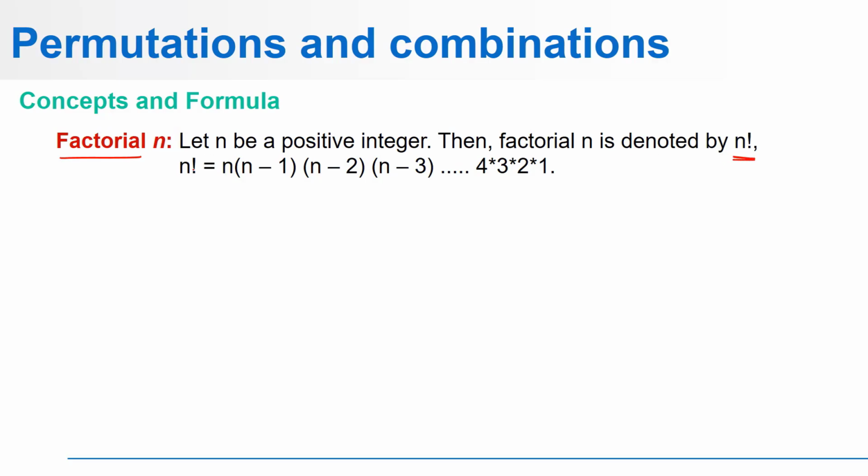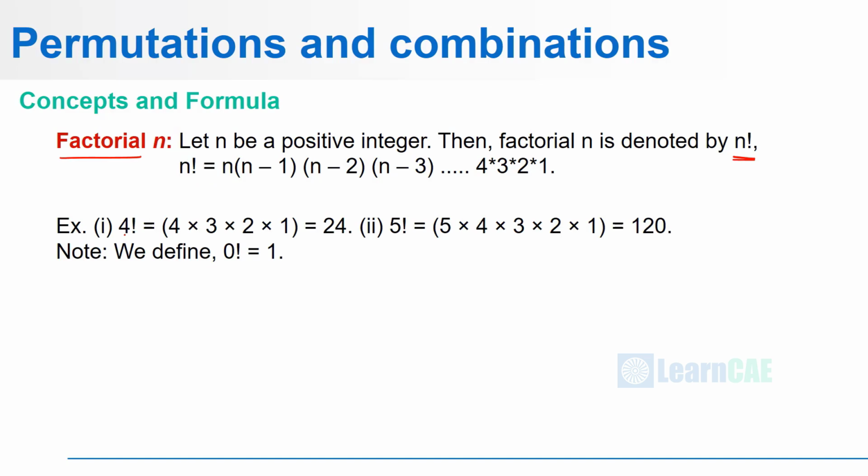This is the symbol where n factorial is equal to n into n minus 1 into n minus 2, and it goes on till 4, 3, 2 and 1. So this is the definition of factorial n. For example, 4 factorial is given by 4 into 3 into 2 into 1 which is equal to 24, and 5 factorial is equal to 5 into 4 into 3 into 2 into 1 which is equal to 120.